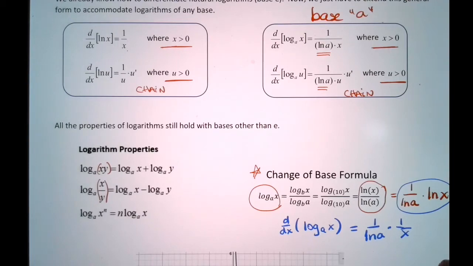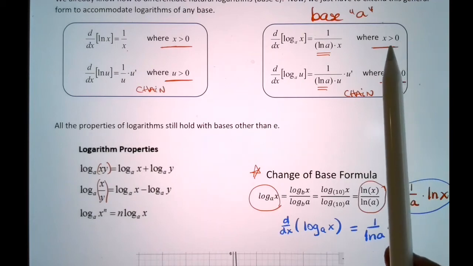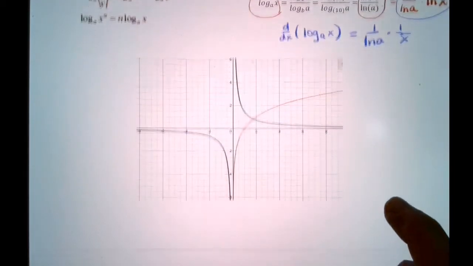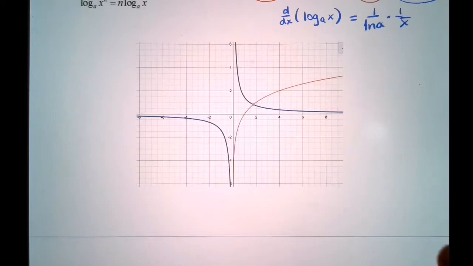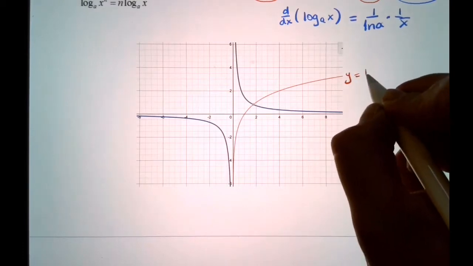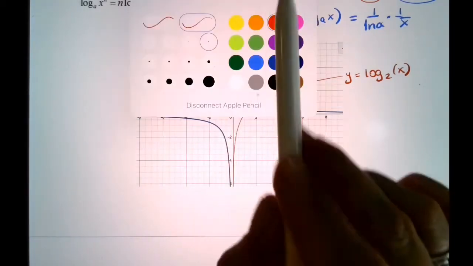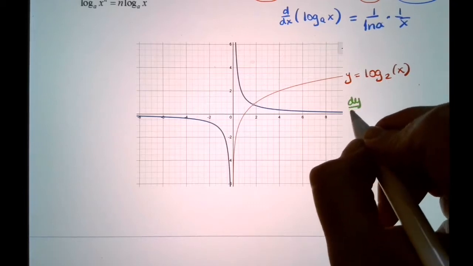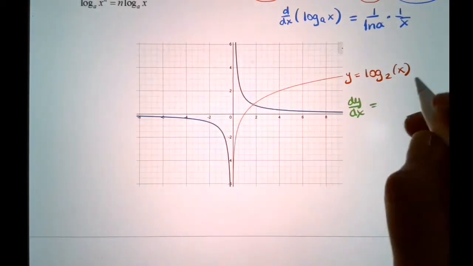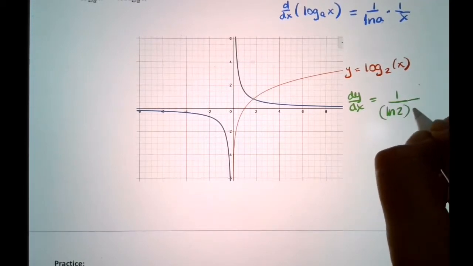Now, what I also wanted to point out is that those little disclaimers up there about, hey, this derivative only works where x is greater than 0, in either of these cases. So what I did here is I'm a nerd, and I graphed a logarithm. In red, I'll just try to color code it correctly, this is the graph of log base 2 of x. And then I graphed its derivative. So let's write its derivative down. That would mean dy/dx in this case would be 1 over the natural log of 2 times x. That's what the derivative is.